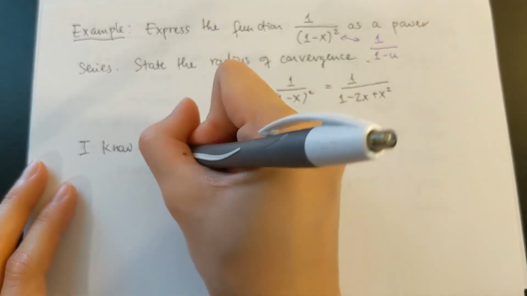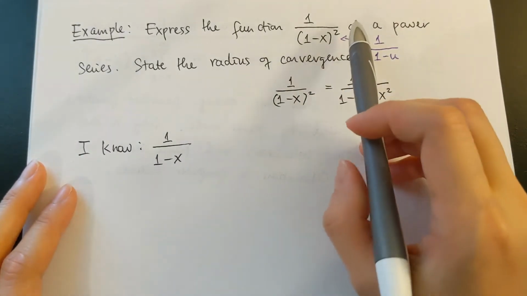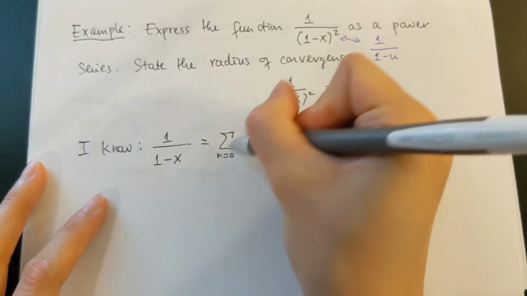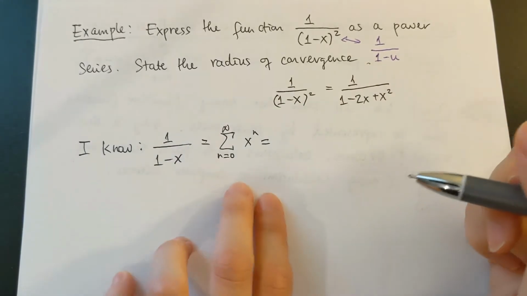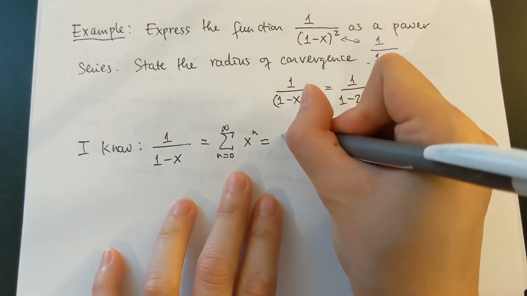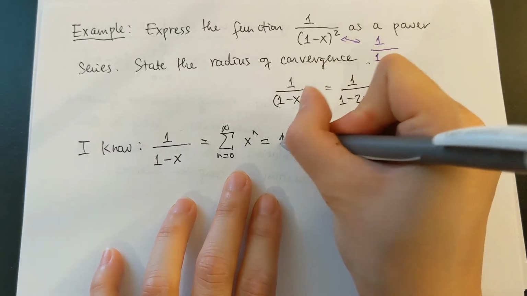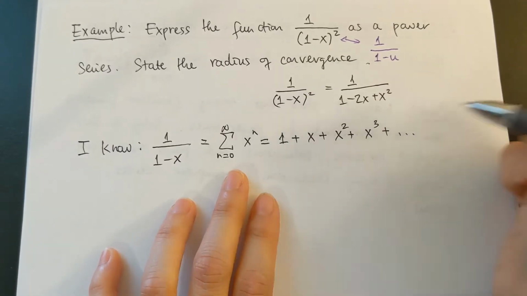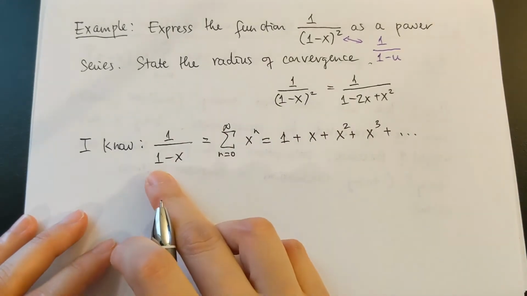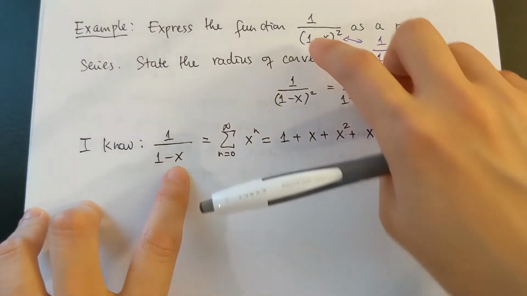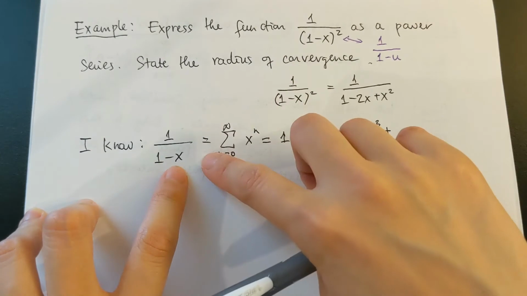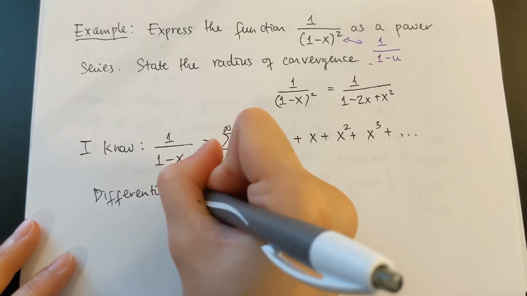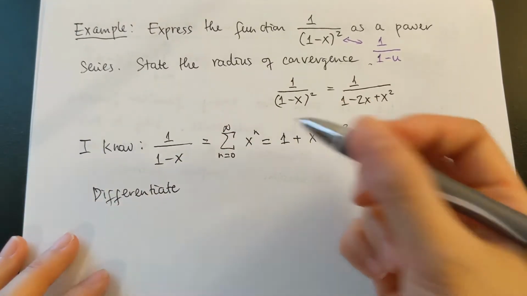I know that this series, without the power of two, is the series sum of x to the n. If I list a couple of terms, this is 1 plus x, etc. Now, if I differentiate on both sides, I realize that there's a relation between these two series. If you do not see it right away, then let's differentiate on both sides.